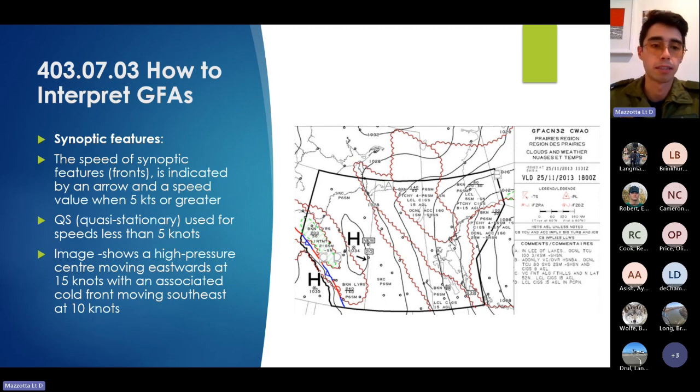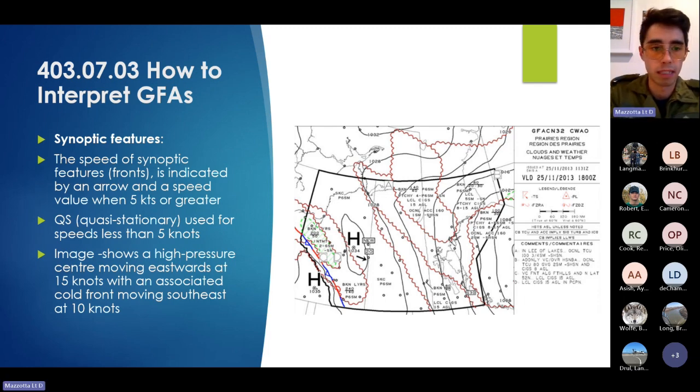Quasi-stationaries are used for when the fronts are moving at a speed of less than 5 knots. It's not pictured on this slide, but it is in a couple slides. Sure. I'll finish this slide and then I'll go back a slide. So as you can see in this picture of the GFA here, you see a high pressure system that's moving eastward at 15 knots with the associated cold front moving southeast at 10 knots behind it.